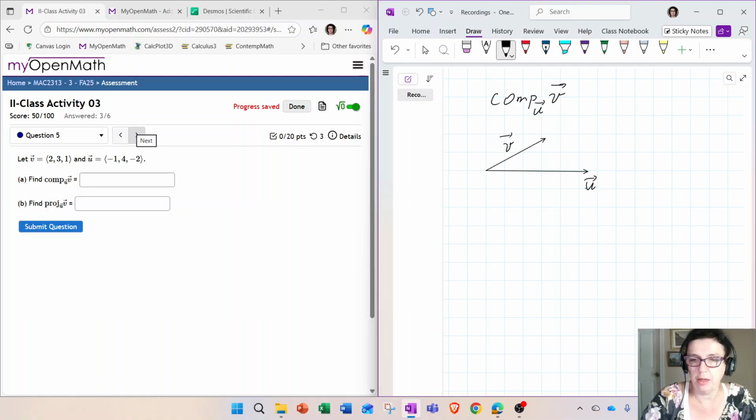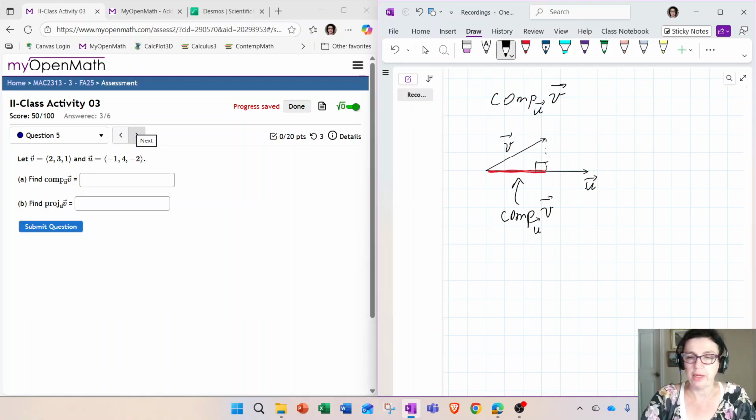So what is the component? What you're going to do is draw a perpendicular line segment to u, so that this is going to be 90 degrees over here. And then the component is going to be the length of this line segment right here. In this case it's actually going to be positive, because a component could be negative. So this is the component of v on u.